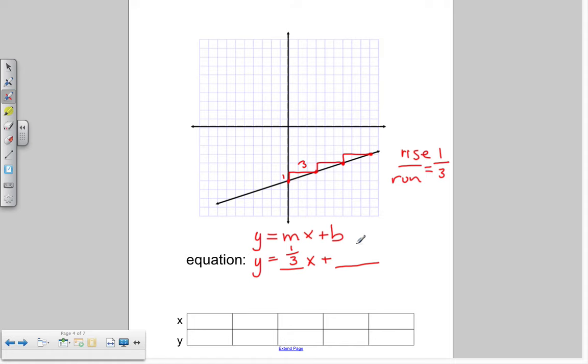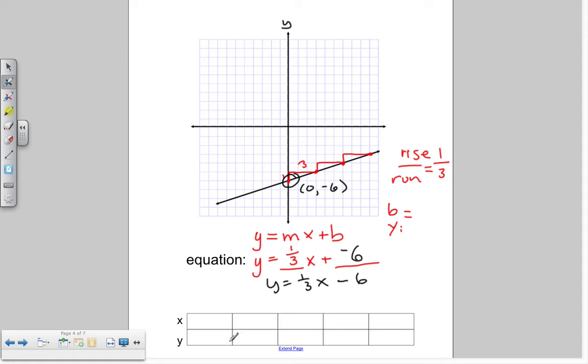Great. Now, what's b? Remember, b is your y-intercept. Okay, b and y-intercept are the same thing. Here's my y-axis. If I come down here, this point right here is where the line intersects the y-axis. Well, where is that? 1, 2, 3, 4, 5, 6. It's at (0, -6). So what is b? -6. So I've got my equation: y equals 1/3 x plus -6, or minus 6.